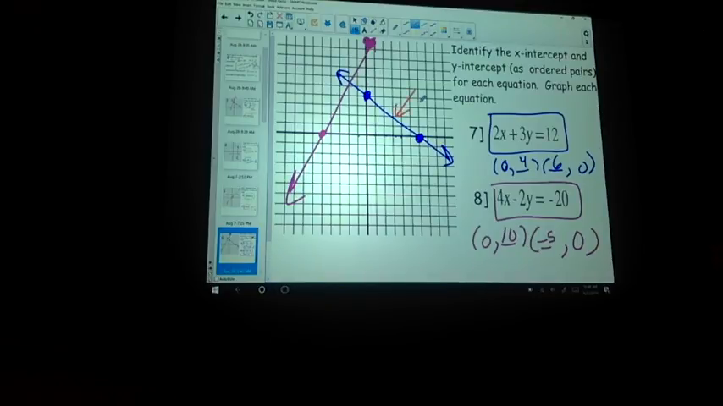Is this blue line increasing or decreasing? Decreasing. So it would have what kind of slope? A negative slope. Is this purple line increasing or decreasing? Increasing. What can you tell me about the slope? It has to be positive. Do I know what the slope is right this very second? No, but I know if it's increasing, it has to be positive.